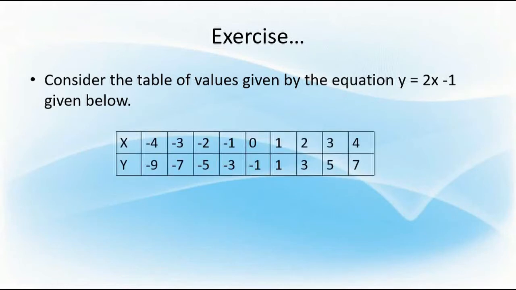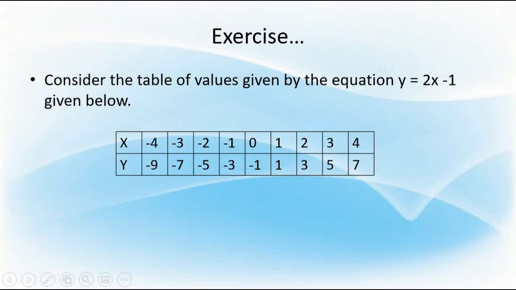So if x is equal to negative 4, y is equal to negative 9. If x is equal to negative 3, y is equal to negative 7. If x is equal to negative 2, y is equal to negative 5. If x is equal to negative 1, y is equal to negative 3. If x is equal to 0, y is equal to negative 1. If x is equal to 1, y is equal to 1.